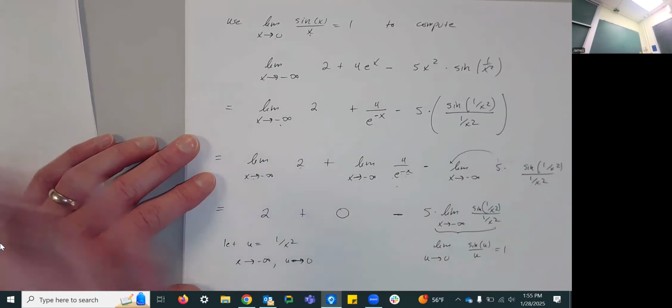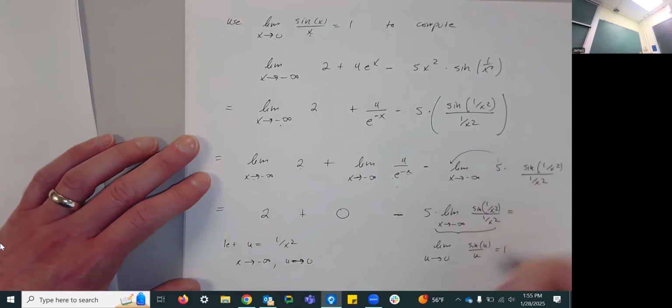I see a lot of math things. So this is going to be 2 plus 0 minus 5, which is negative 3.